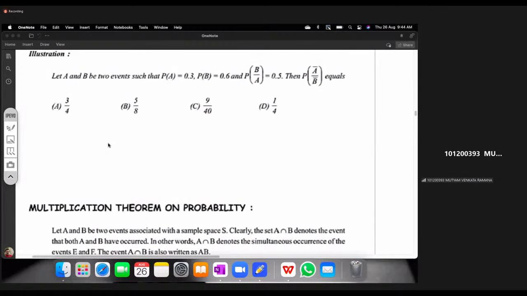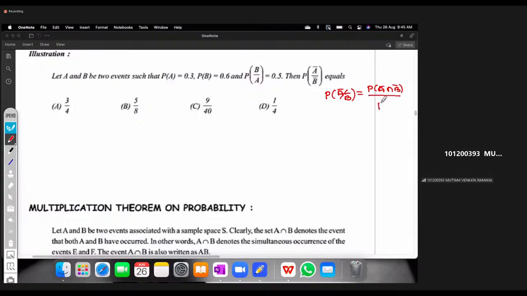Yes, you try this one. Very simple here. Here bars are given. So probability of A bar given B bar is equal to probability of A bar intersection B bar by probability of B bar.